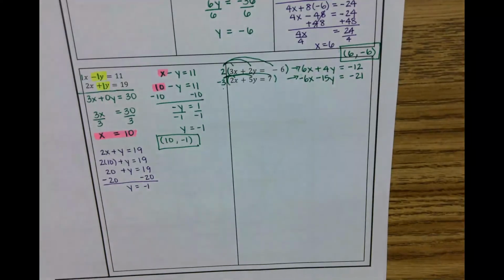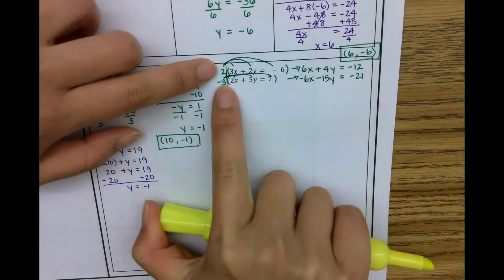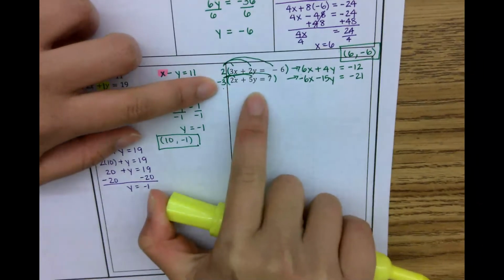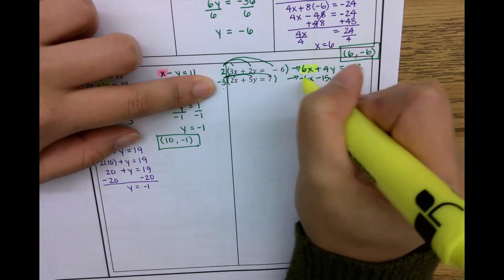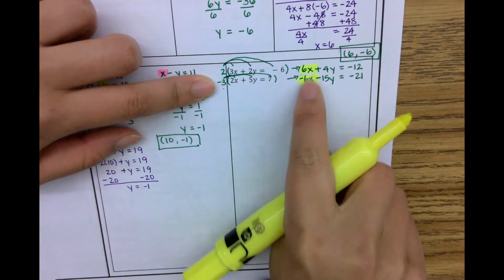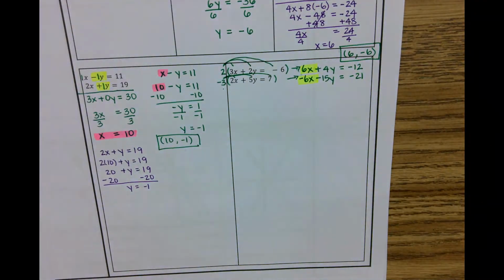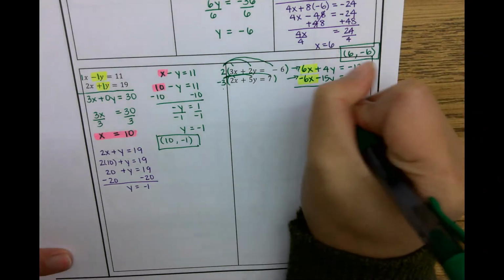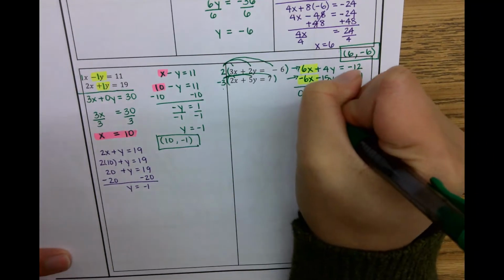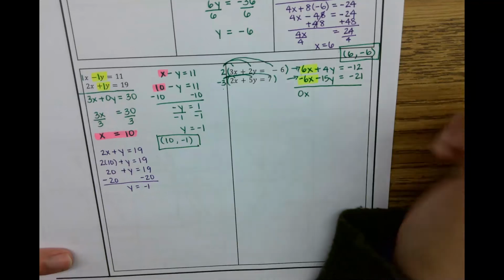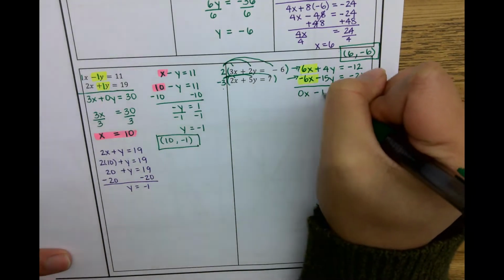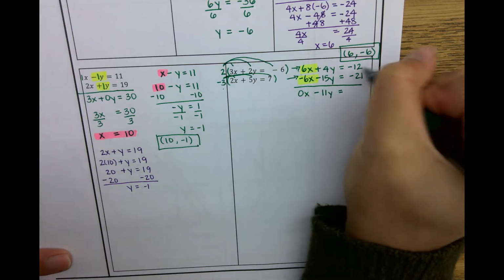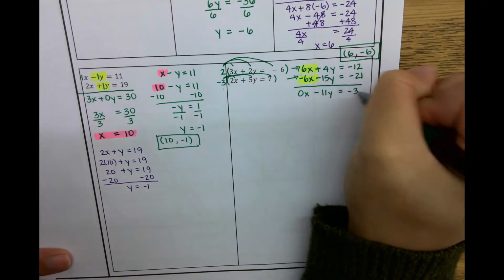What you can see is that because I multiplied both of them, I now have opposite but same coefficients. This one now is a 6x. This is a negative 6x, which means that when I add the two, I end up with 0x, meaning the x's go away. And then continuing to add, 4y and negative 15y will give me negative 11y. And negative 12 and negative 21 will give me a negative 33.